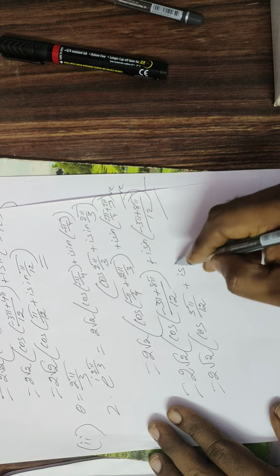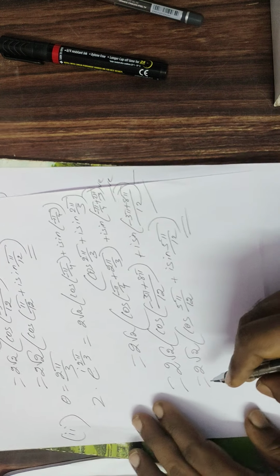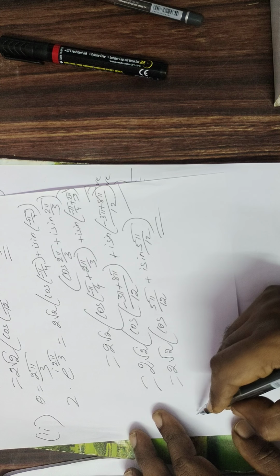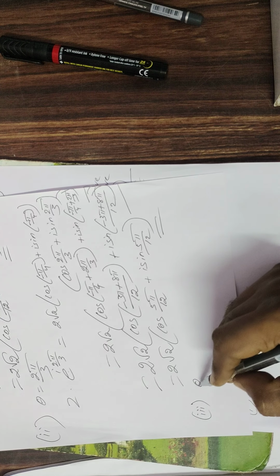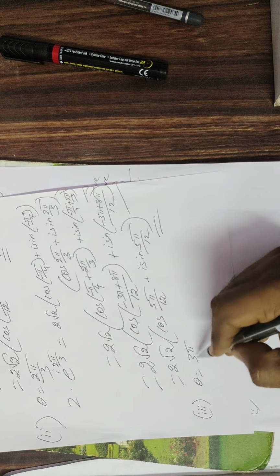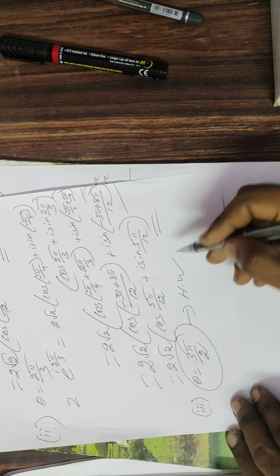Plus i into sine of 5 pi by 12. So that part, can you try to do as homework? That part is what? Theta equal to 3 pi by 2. So this is left as homework. Okay.